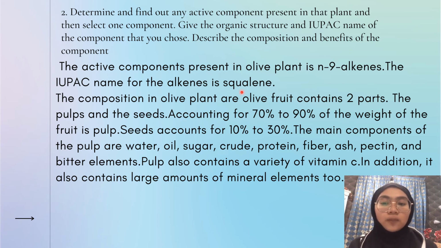Okay, the olive fruit contains two parts, the pulp and the seeds. The pulp accounts for 70% to 90% of the weight, and the seeds account for 10% to 30%. The main components of the pulp are water, oil, sugar, crude protein, fiber, ash, pectin, and bitter elements. Pulp also contains a variety of vitamin C. In addition, it also contains large amounts of mineral elements.